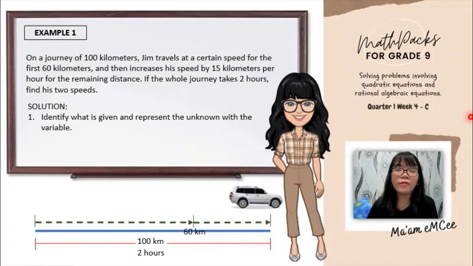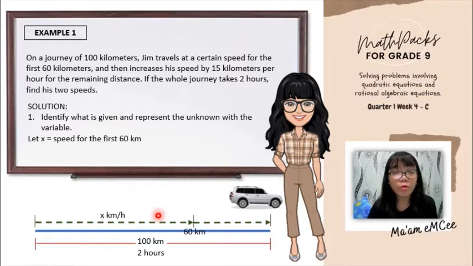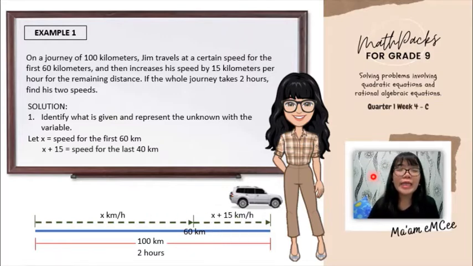So again, the first step in solving this kind of problem is to identify what is given and represent the unknown with the variable. So that is aside from reading and trying to understand the problem. So we let x be the speed for the first 60 kilometers. So Jim traveled the distance of 60 kilometers with a speed of x kilometers per hour. Then we let x plus 15 equal the speed for the last 40 kilometers because it is stated here that Jim increases the speed by 15 kilometers per hour for the remaining distance. So the initial speed is x, then it increased by 15. So we will have x plus 15.